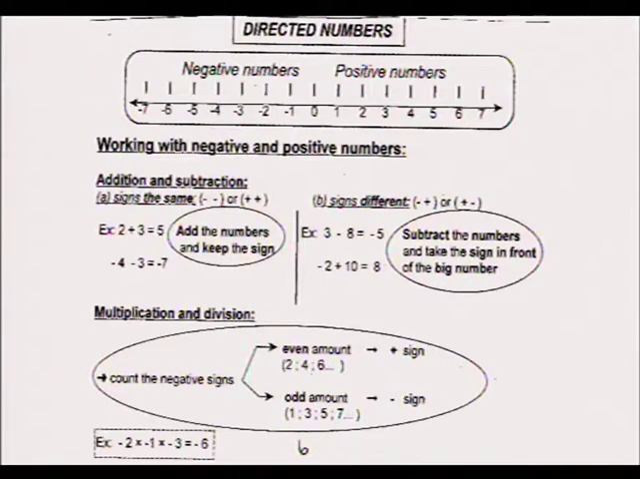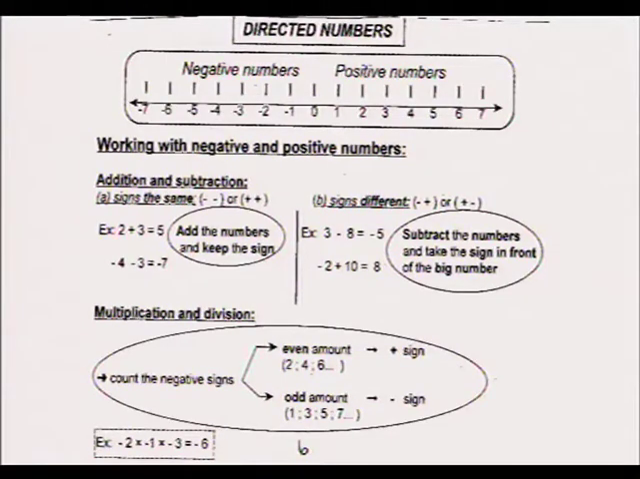Directed numbers. We have the negative numbers and the positive numbers. When working with negative and positive numbers, if the signs are the same, add the numbers and keep the sign. When the signs are different, we subtract the numbers and take the sign in front of the bigger number. For example, 3 minus 8 will give us minus 5.